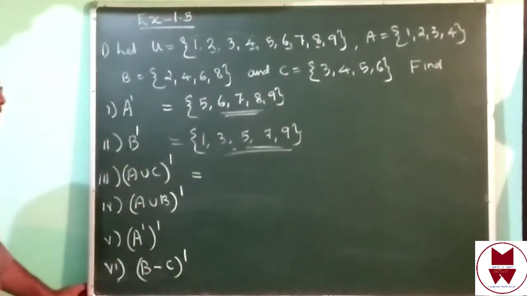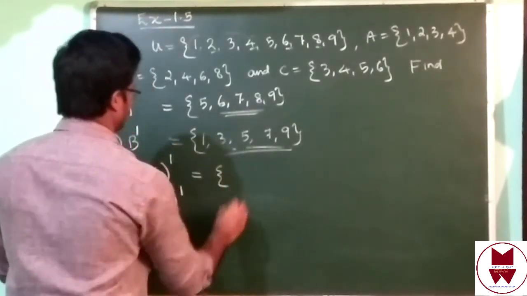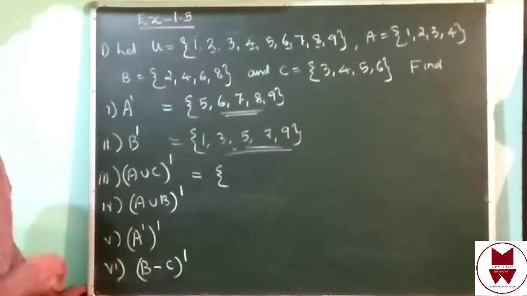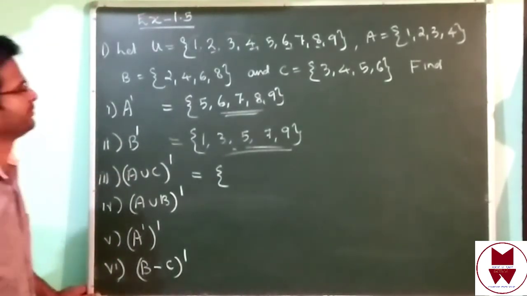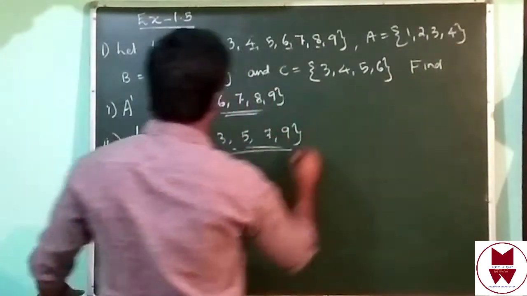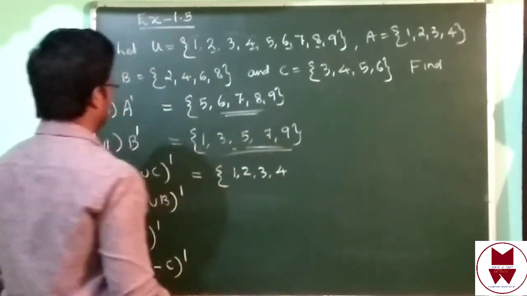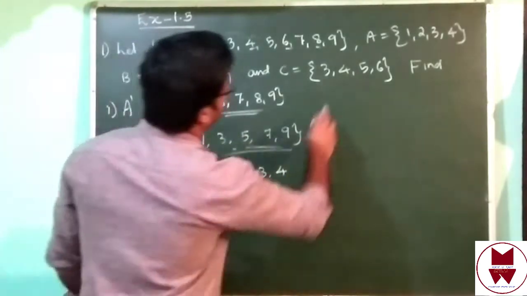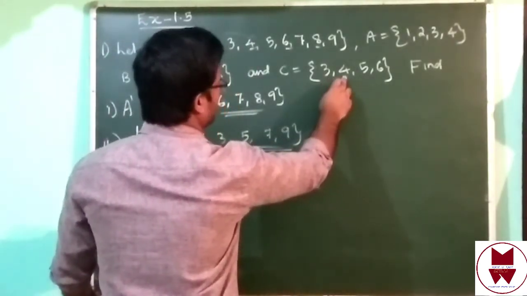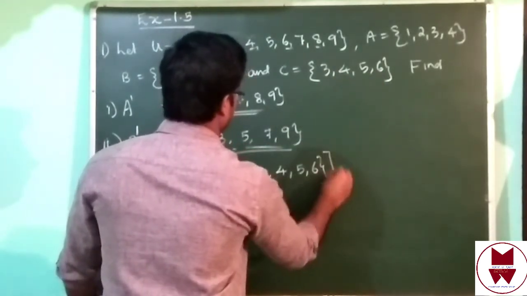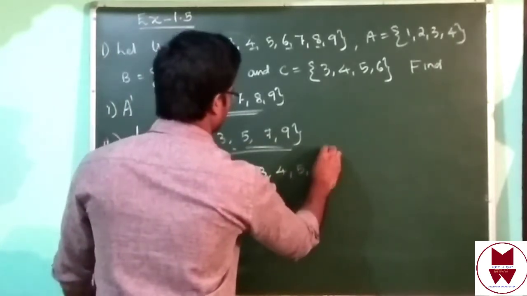Then (A union C) all complement. First find A union C. Set A union C means we will write all the elements from A and C. In A: 1, 2, 3, 4. Then in C, 3 is already written, 4 is also written, then 5, 6. Then you have to take the complement also.